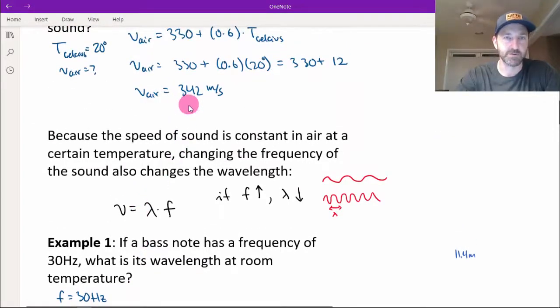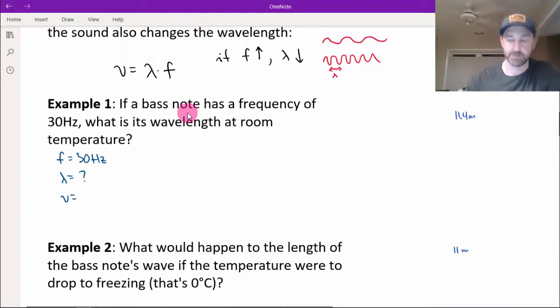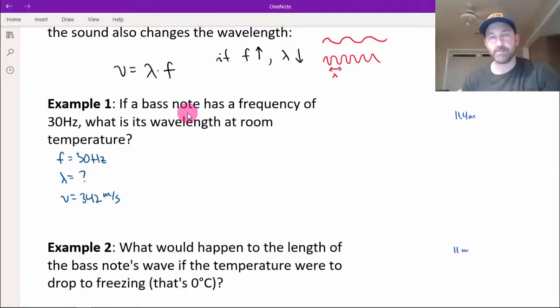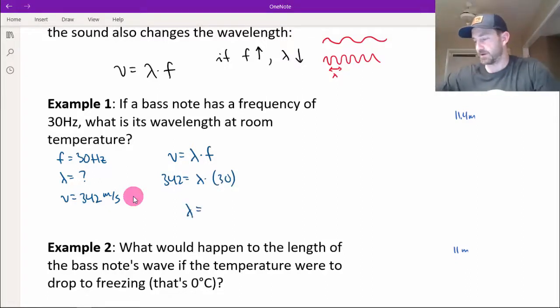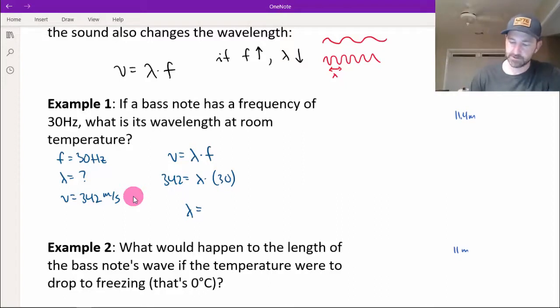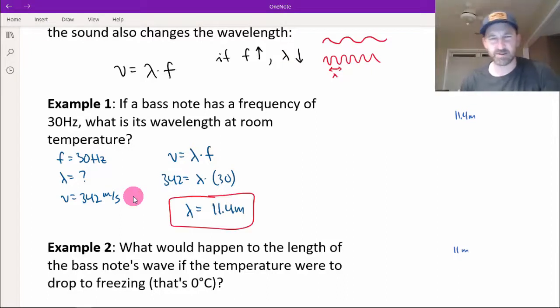The velocity of sound in air was 342, so that's something I'm having to reference here. 342 meters per second. Using that information, I can now use the formula v equals lambda times f. I can put in 342 equals lambda times 30, and then solve for lambda. As I'm doing this, I'm wondering if I actually use 342 or 340. Oh, I use 342. So I get 11.4 meters for the wavelength. Those numbers seem familiar, like we did them in another problem someplace.